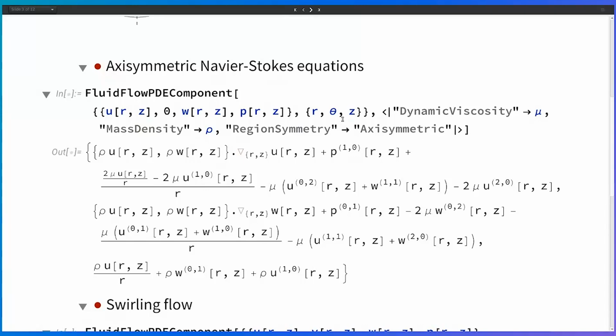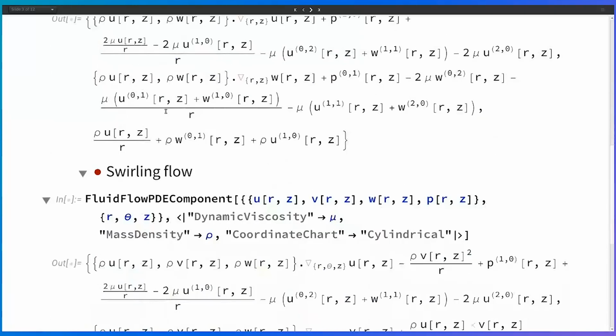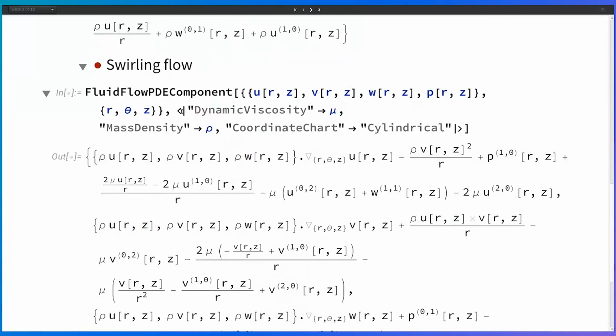In case you want to keep this angular velocity non-zero, you can do that. That's perfectly fine. In such a case, you obtain the swirling flow. So here we have a symbolic example. Here we have the variables, but once again, none of the velocity or the pressure actually depend on the angle theta. And for the parameters, instead of setting region symmetry, we set the coordinate chart to cylindrical.